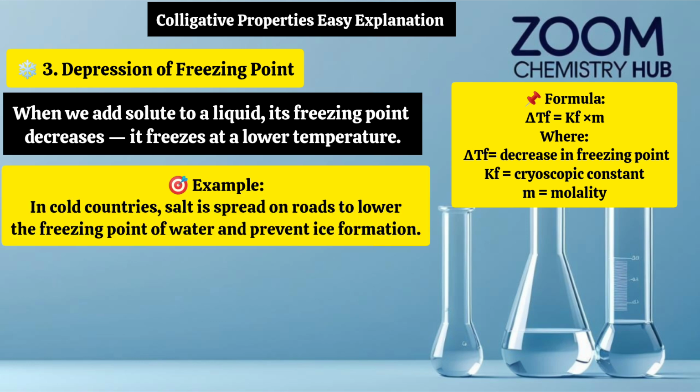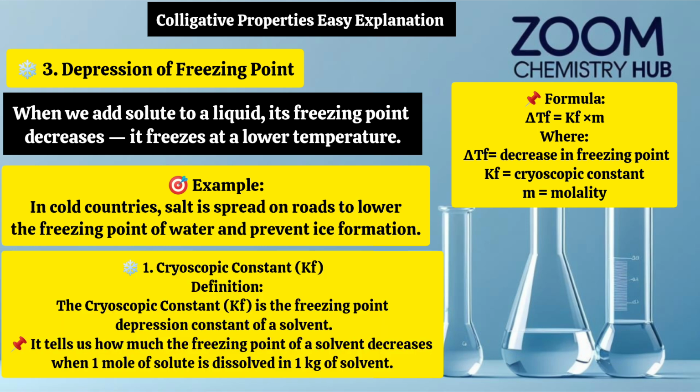Example: in cold countries, salt is spread on the road to lower the freezing point of water and prevent ice formation. This process is called de-icing. And here a constant is mentioned, the cryoscopic constant, indicated by Kf.